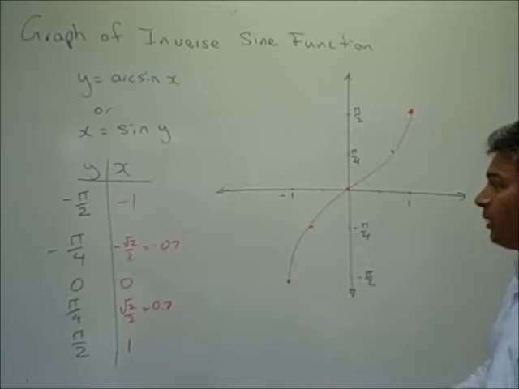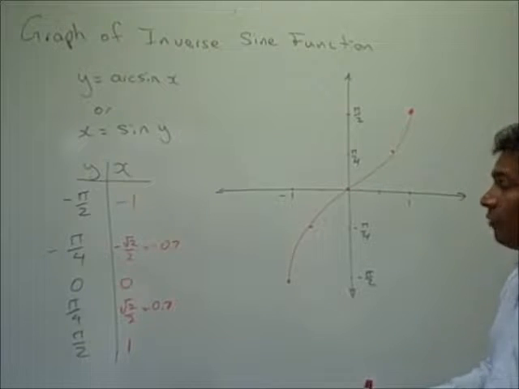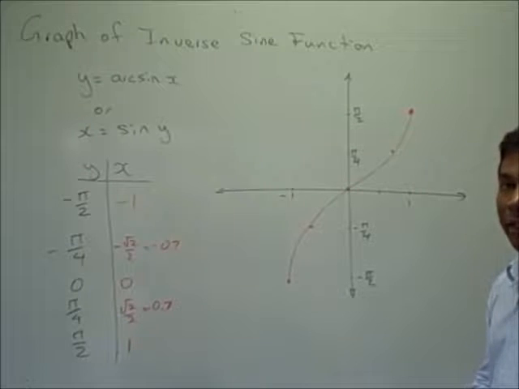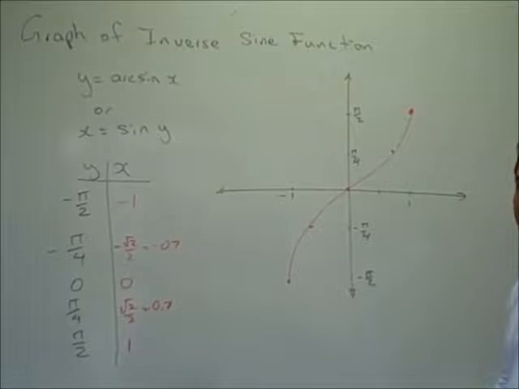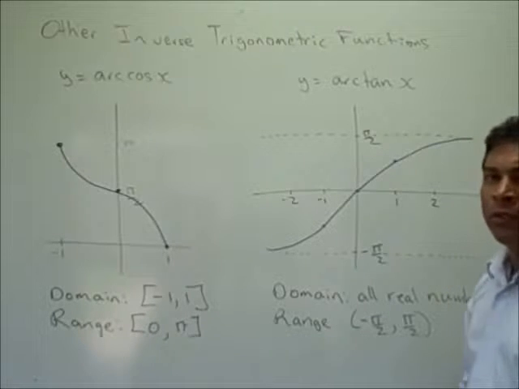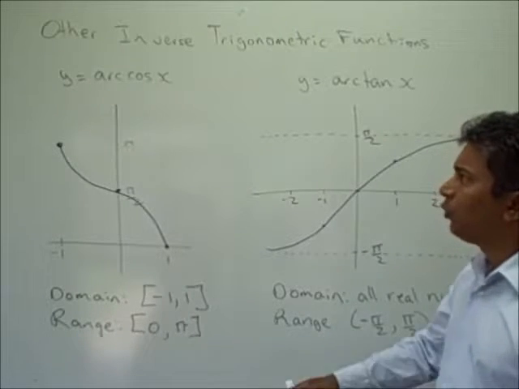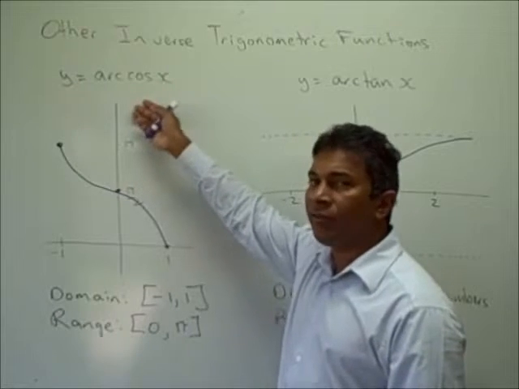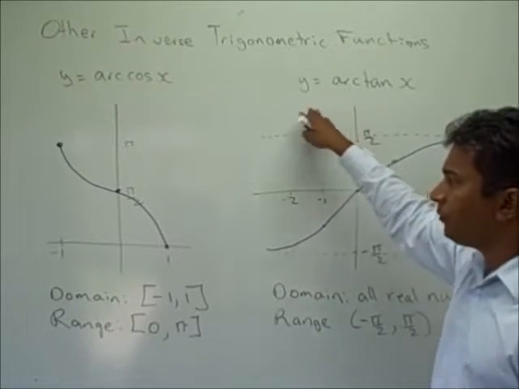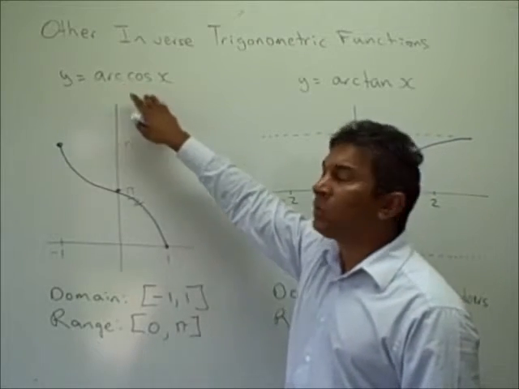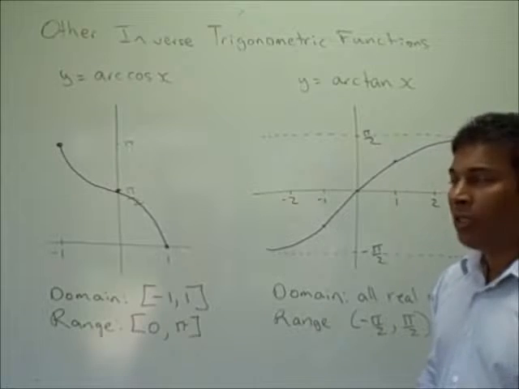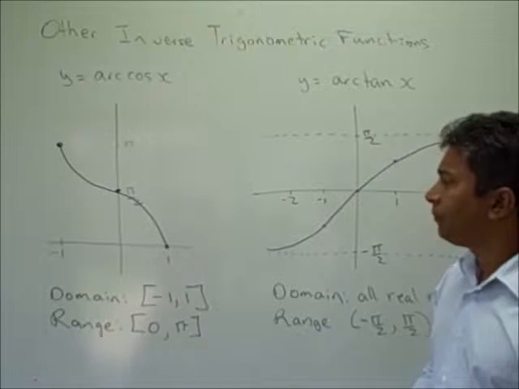And we can use a similar method to find the graph of the inverse cosine function and the inverse tan function. Here we're looking at our other two inverse trigonometric functions. We have y is equal to the arc cosine of x, and we have y is equal to the arc tan of x. We can get a graph for y is equal to arc cosine of x by doing the same thing we did for the arc sine of x.